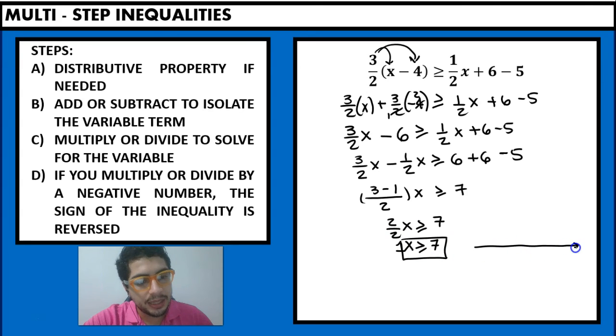So we have our number line, right? We have 0, and we have positive 7. And because the 7 is included, we're going to color a circle on 7. And then we know that the values are higher, right? So 7, 8, 9, all those values are going to satisfy this inequality.